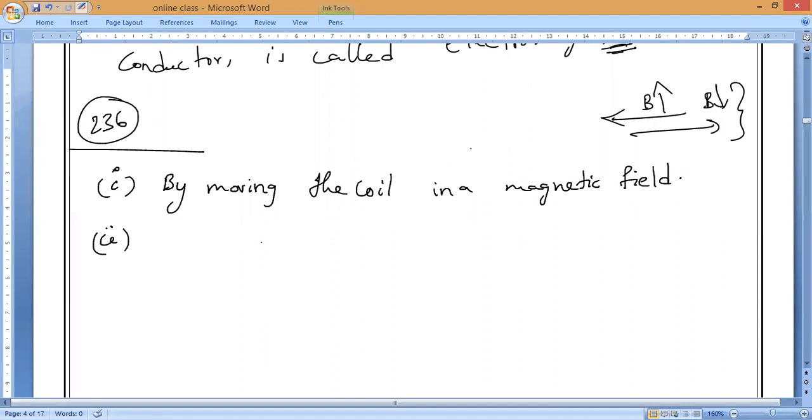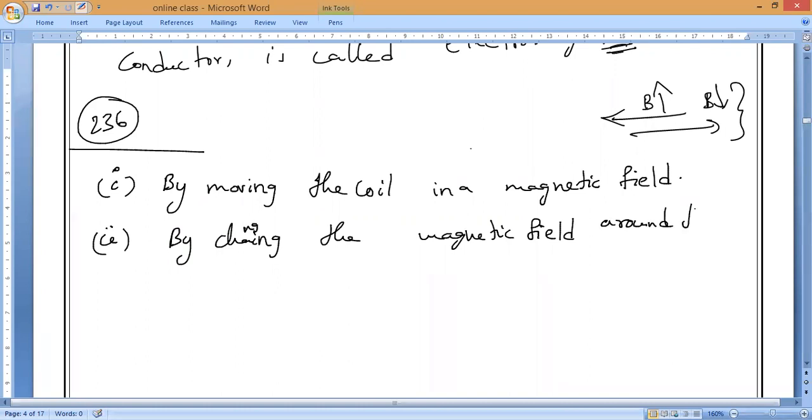Next, by changing the magnetic field around the coil. That is, with the help of electricity, by changing the magnetic field. With the help of current, we are doing the same thing. Yes or no? Magnetic field around the coil. So these are the two methods. The different ways to induce the current are by moving the coil in a magnetic field, and the second one is by changing the magnetic field around the coil. So this is what I want to say to you.